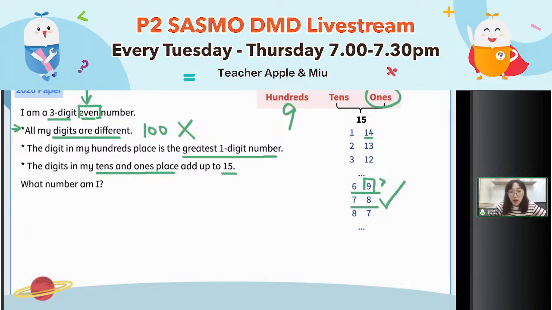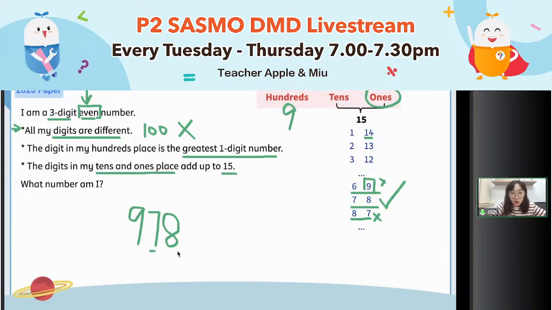Be more careful. And move on, can it be 987? No. Why? Because the last digit is a 7 here. 7 is not an even number. Clear? So again, the answer of this question should be 978. This is the only answer. Understand?